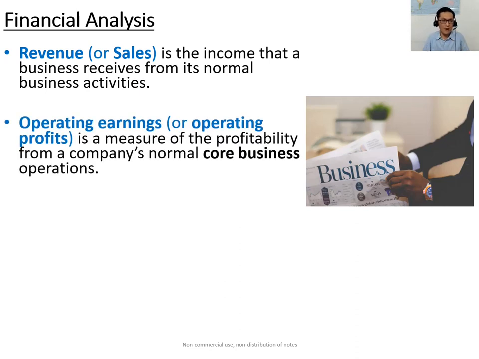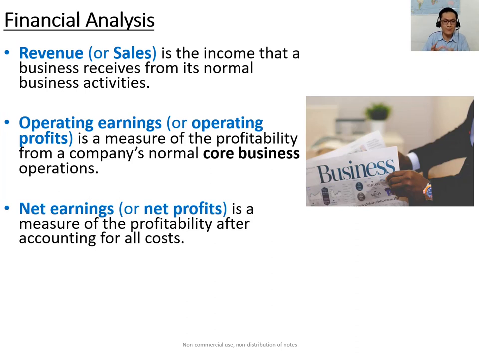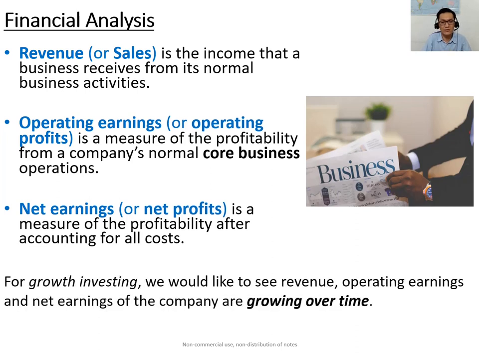On the other hand, operating earnings or operating profit is a measure of profitability from a company's normal core business operation. It simply means revenue minus the cost of sales minus the operating expenses. Net earnings or net profits is a measure of profitability after accounting for all costs. So for growth investing, we have to see these three financial numbers are growing over time.